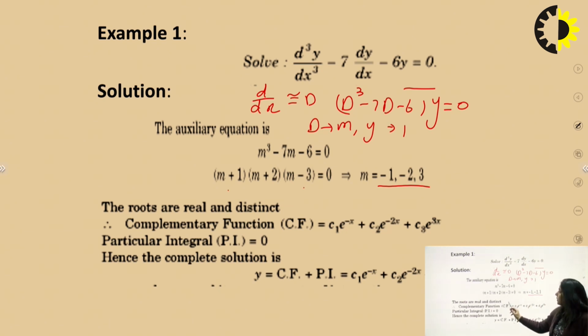So a complementary function for this equation is y = c1 e^(-x) for root -1, plus c2 e^(-2x) for root -2, and plus c3 e^(3x) for root 3. Now since here the function Q is equal to 0, the particular integral is equal to 0. Now the complete solution of the given equation is CF plus PI, so y = c1 e^(-x) plus c2 e^(-2x) and plus c3 e^(3x).